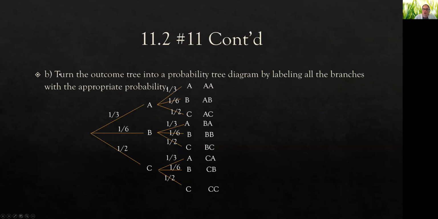Next, it says to turn the outcome tree into a probability tree diagram by labeling all of the branches with the appropriate probabilities. Okay, so we did the probabilities in problem number 10. We saw the probability of getting A was 1/3, the probability of B was 1/6, and the probability of C was 1/2. And those probabilities stay the same. Okay, ready for the next slide?